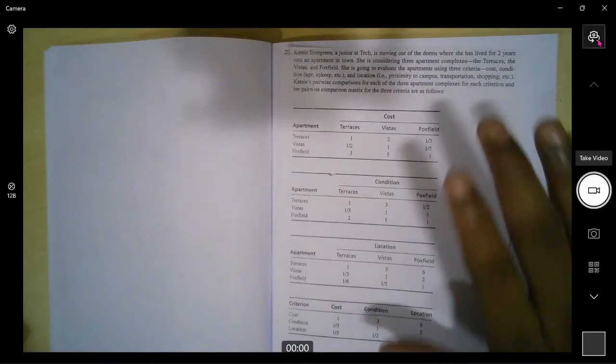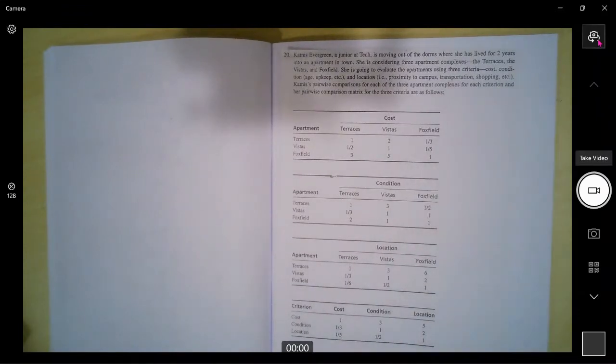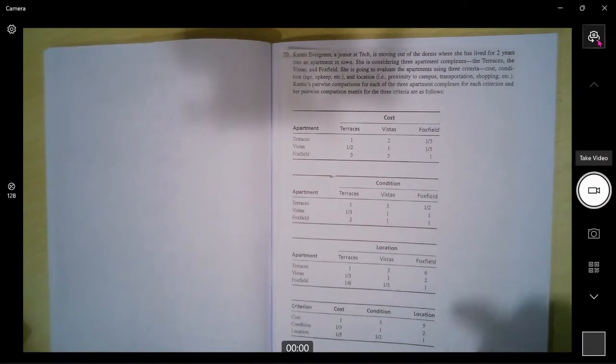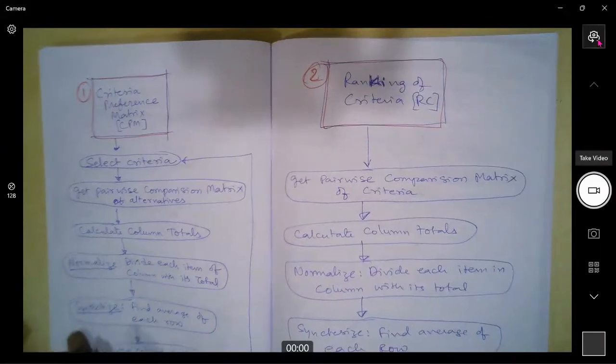Anyway, before we jump into this question, you may pause this and read it. Before we jump into solving this question, I would like to cover some theory: what is this AHP and how to solve it? Okay, so let us cover that theory now. I'm going back.